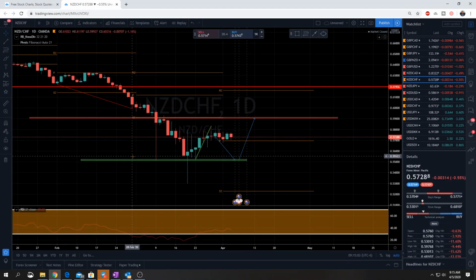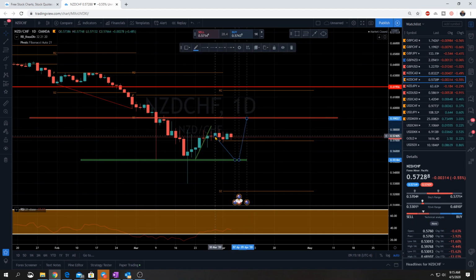So NZD CHF, I like the look of this ranging that we're doing. We didn't get the drop that I was hoping for last week to give us this really cheap buy. So I'm kind of in the same boat here. I'm going to put the arrow. I think we're going to get some downside, and then this is a great place to be a buyer.